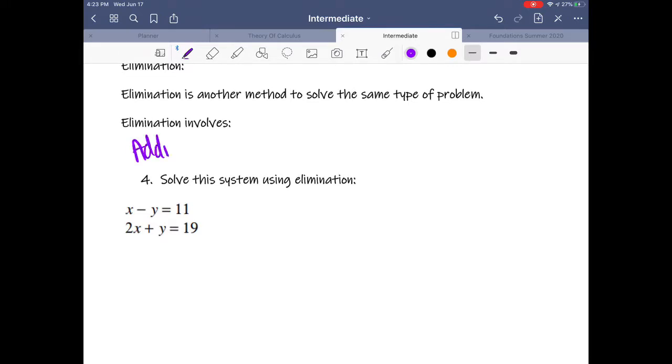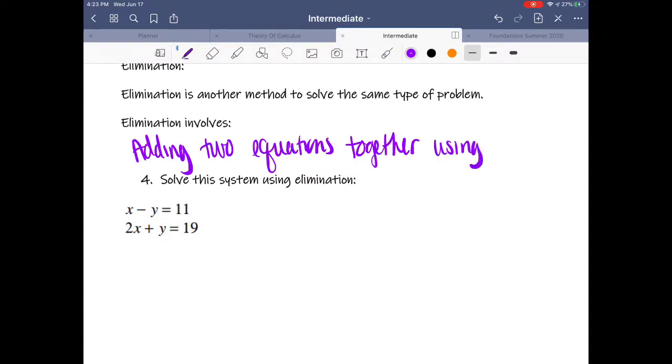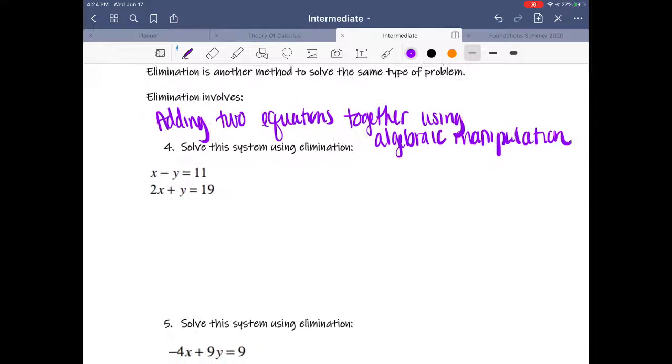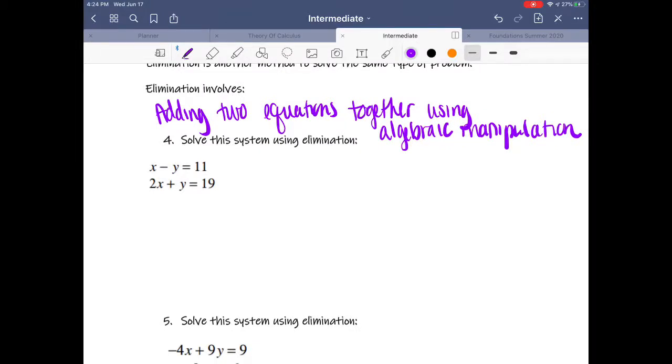basically adding two equations together using some algebraic manipulation. And I'll show you what I mean by that, but it's easier than you think. So this first one is really simple. Solve this system using elimination.